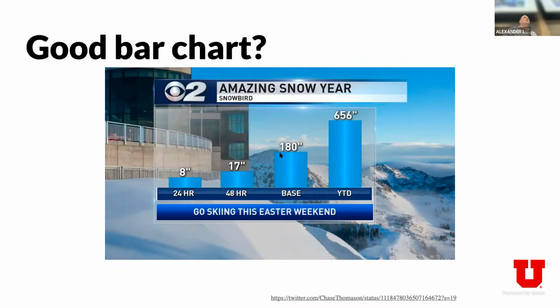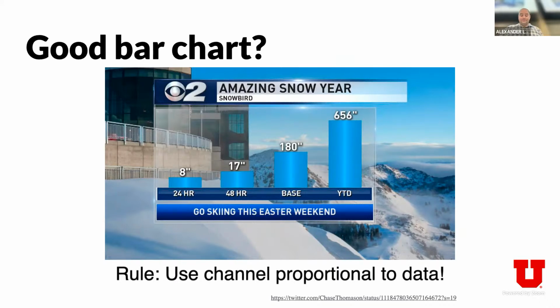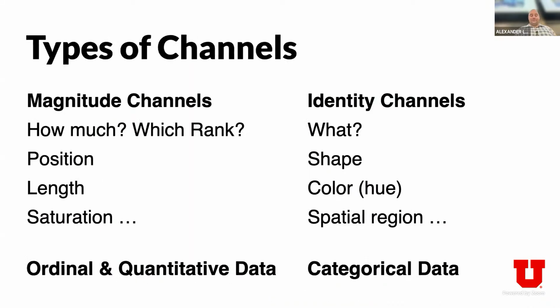Obviously, you should use your channels proportionally to the data that you're encoding. So that's a very simple rule that you can remember. Types of channels, we have 2 different types of channels, and they map nicely to our data types. We have ordinal and quantitative data on the left for the magnitude channels, where we can ask questions such as how much or which rank. And these are things like position, length, and saturation that are well suited for that.